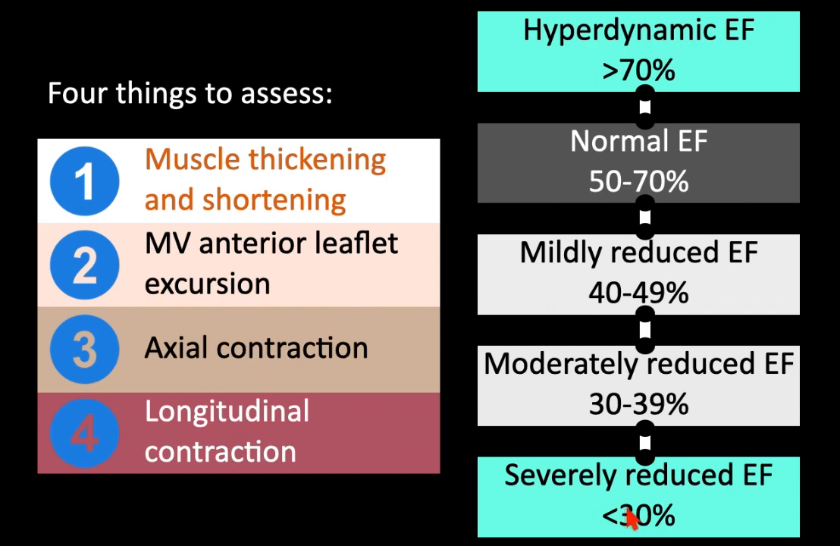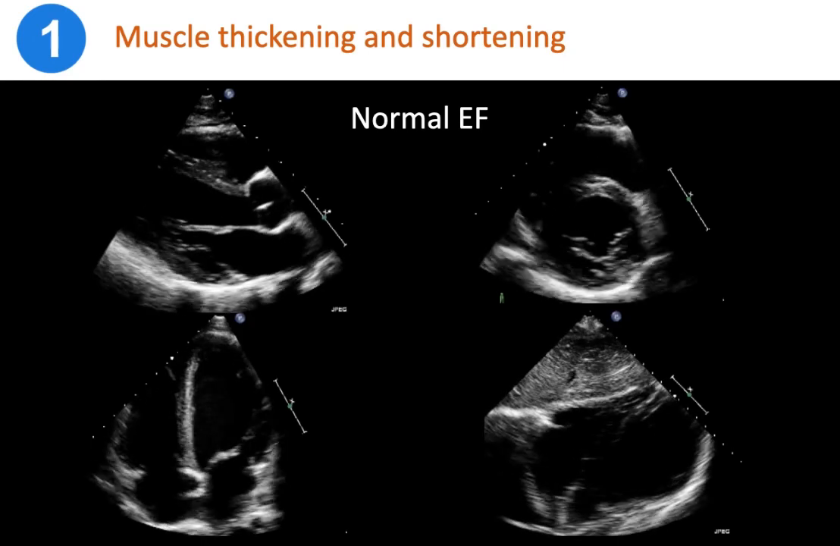We will leave out the mildly reduced and moderately reduced EF first at the beginning. The intention is for us to train our eyes repeatedly with what normal looks like, and then what the two ends of the spectrum look like compared to normal. So then later in the tutorial, hopefully we can then recognize the other EF categories that fall between normal and severely reduced EF when we see them. So let's begin with first looking at muscle thickening and shortening.